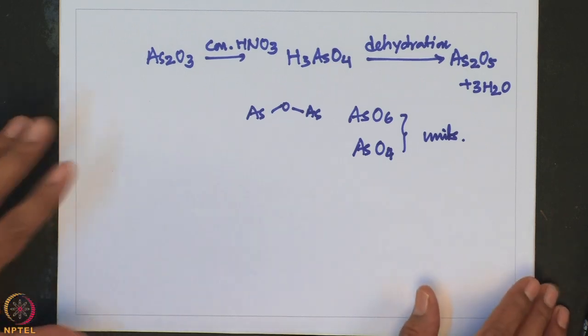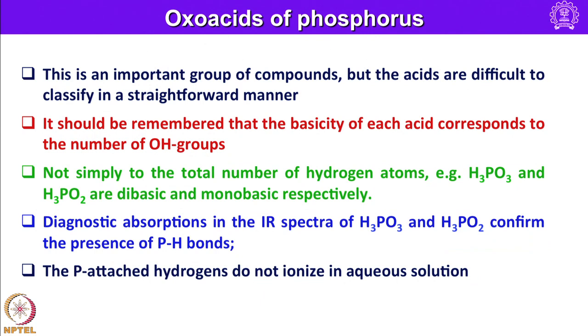Now, let us look into the oxo acids of phosphorus, and this is an important group of compounds, but the acids are difficult to classify in a very straightforward manner. It should be remembered that basicity of each acid corresponds to the number of OH groups, not simply to the total number of hydrogen atoms. How many OH groups are there will decide whether it is monobasic, dibasic or tribasic. Diagnostic absorptions in the IR spectrum of H3PO3 as well as that of H3PO2 confirm the presence of P-H bond. Of course, one can also look into the phosphorus NMR to see whether a P-H bond exists.